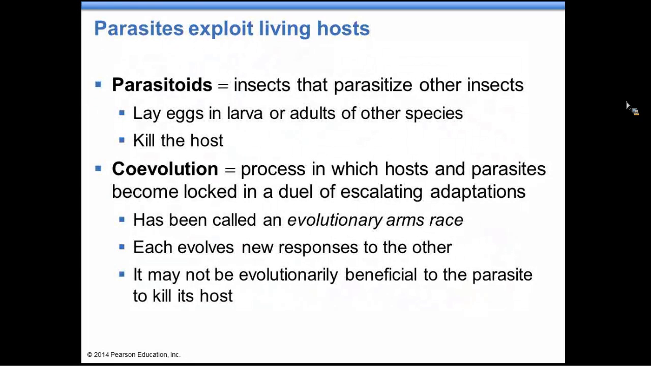Many insects parasitize other insects, killing them in the process, and these are called parasitoids. Parasites that cause disease in their hosts are called pathogens, and coevolution describes a long-term reciprocal process in which two or more types of organisms repeatedly respond by natural selection to others' adaptations. Hosts and parasites often become locked in a duel of escalating adaptations known as the evolutionary arms race, and this is evident in our own evolutionary arms race with the flu. Every year, a new type of flu crops up in response to humans becoming better at defending against the old type of flu.